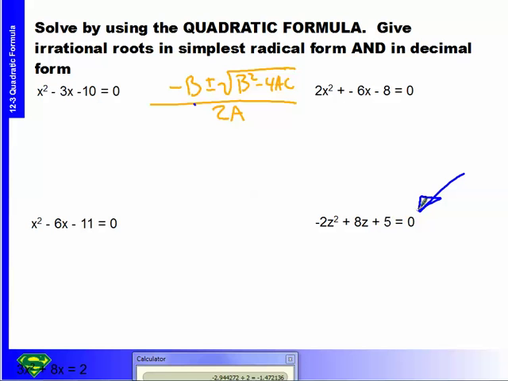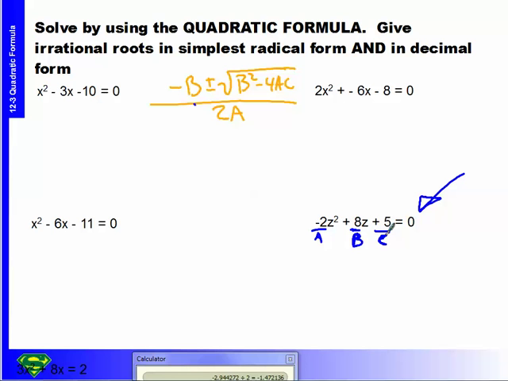So first thing I'm going to do is establish that my a value is -2, my b value is 8, and my c value is 5. It's going to write 5 under 5. That would have been really helpful.